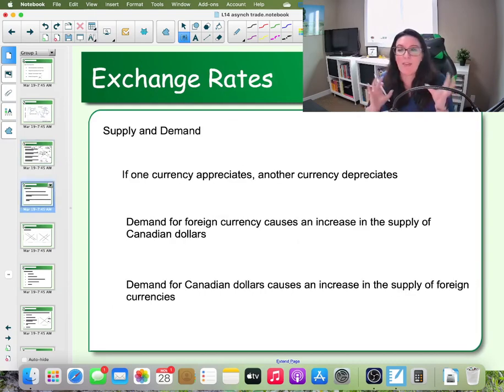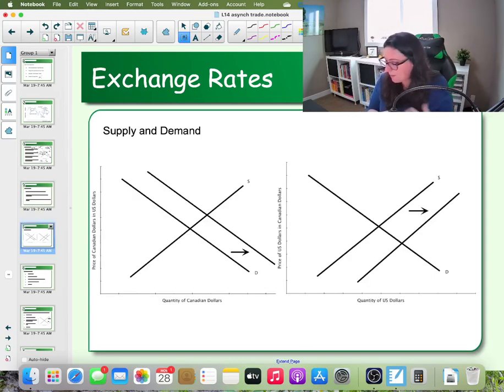All right, so we said that the currencies are linked. If one currency is going up, the other one is going down. And that is because of the tie between the currencies, because we're looking at an exchange rate, trading one for another. So if Americans, so the US, is demanding more Canadian dollars, then they are going to have to trade their US dollars for Canadian dollars. So the supply of US dollars out in the rest of the world goes up.